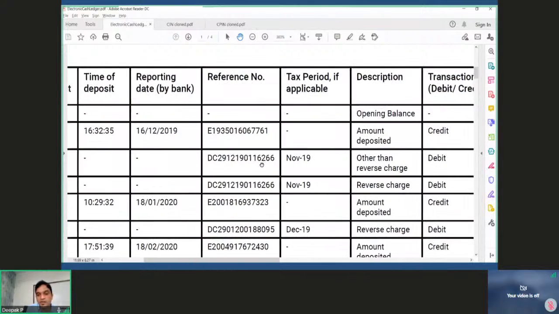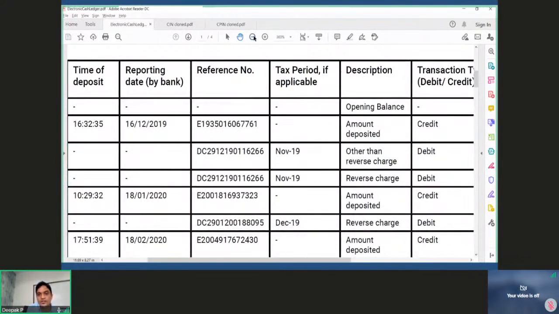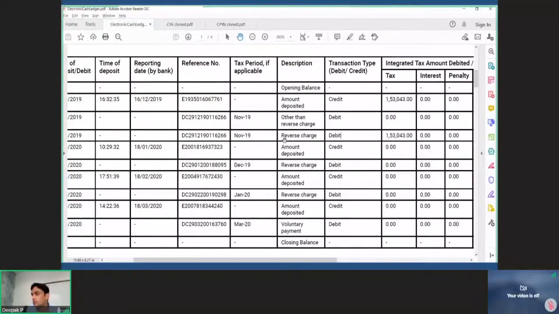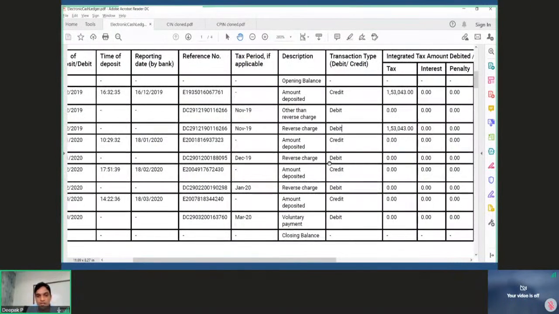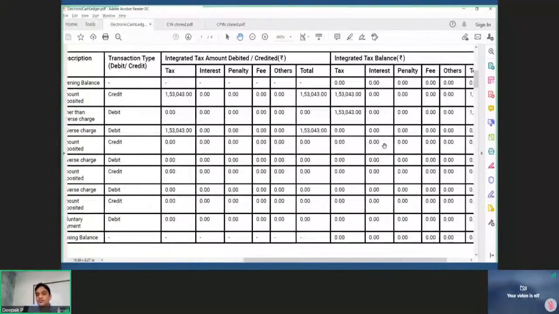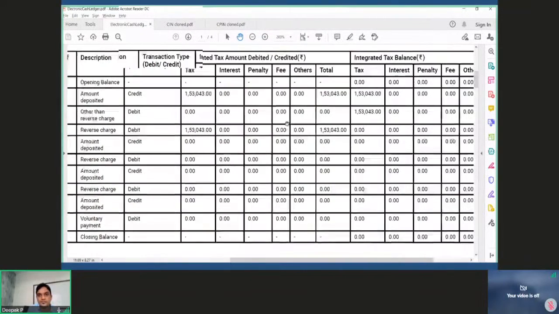Then the debit happens for November 2019. This will show you what the debit is for, which month, and what the debit is towards, whether it is other than reverse charge or reverse charge. If it is reverse charge, it will be mentioned separately because you can claim the credit of this. Then the amount deposited is shown again. So credit and debit happen and the closing balance appears. This is how an electronic cash ledger appears.